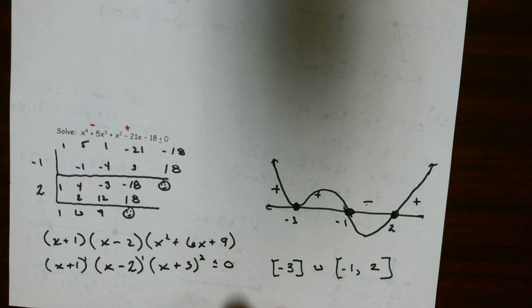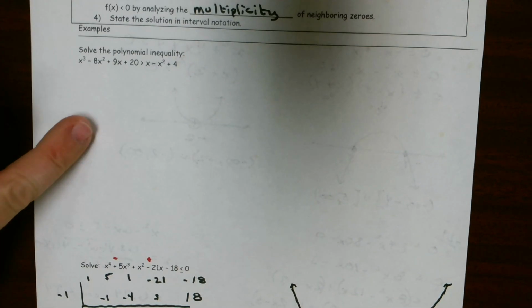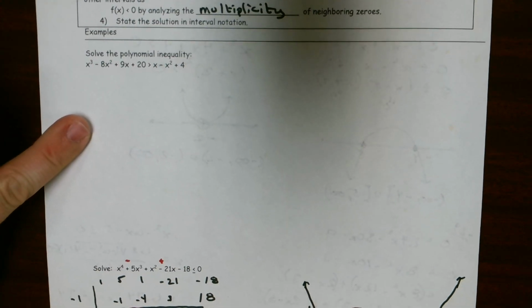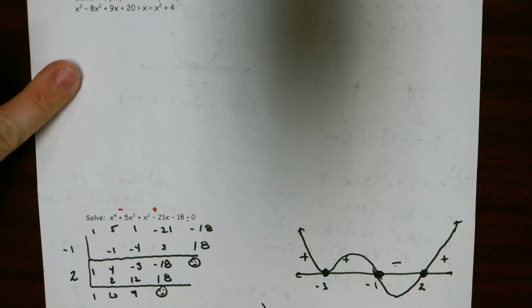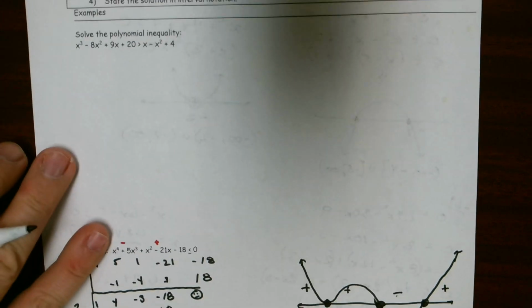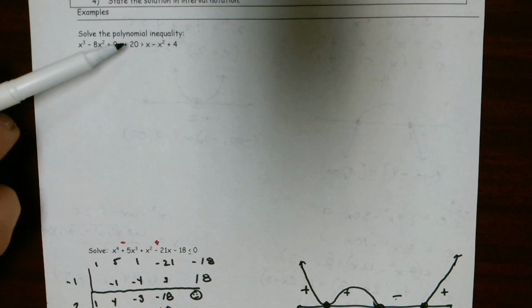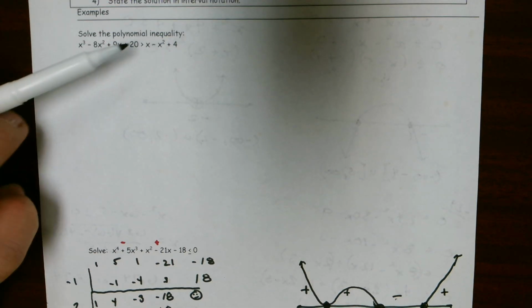Awesome. So take a moment, pause your video. I want you guys to try this one on your own. Okay, a third degree polynomial, find all zeros, draw your number line, do your bouncing and crossing, see if you can figure out where it is going to end up being greater than 0, because you're going to move everything over. Okay, pause your video.